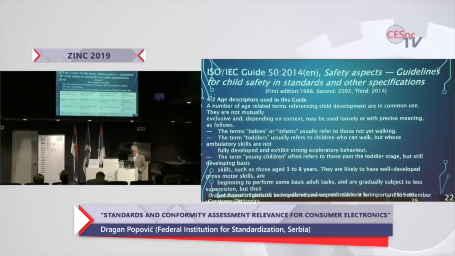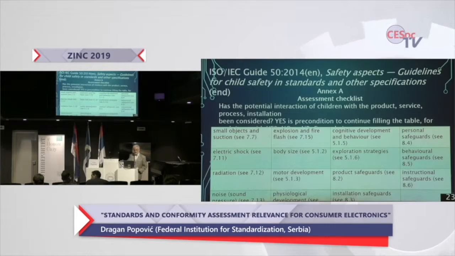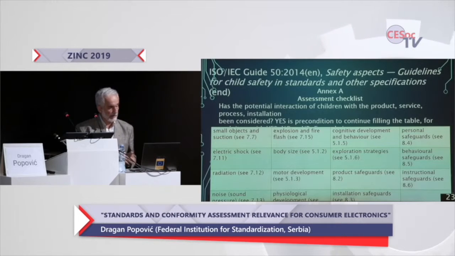So this is children's safety. And this is the checklist. The first question is, has the potential interaction of children with the product, service, process, installation been considered? If you answer no, don't use the checklist after. But if you answer yes, after that is a very long checklist.